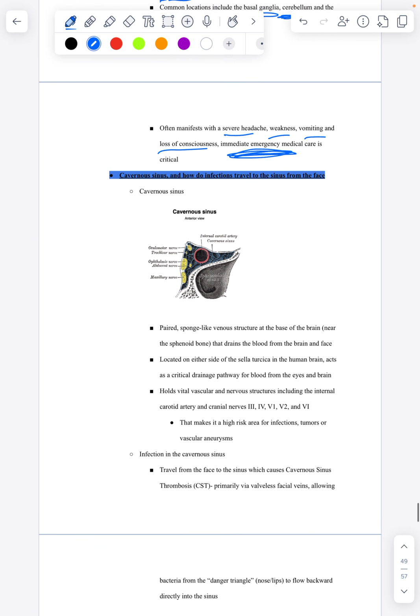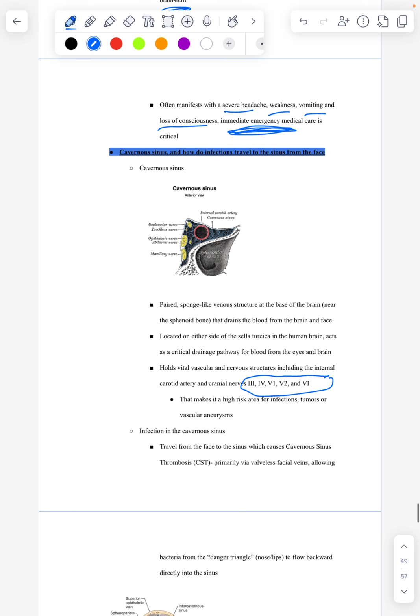Cavernous sinus, we just talked about this. This is the key thing: 3, 4, V1, V2, and 6. I don't know if they'll ask this, but sometimes they do. What's the difference between what's in your cavernous sinus and what goes through your superior orbital fissure? We said cavernous is 3, 4, V1, V2, and 6. Remember, what goes through the superior orbital fissure is 3, 4, V1, and 6. So this is technically the difference between them.